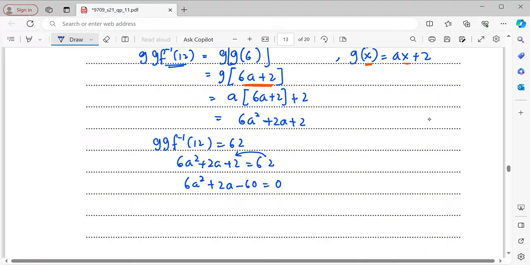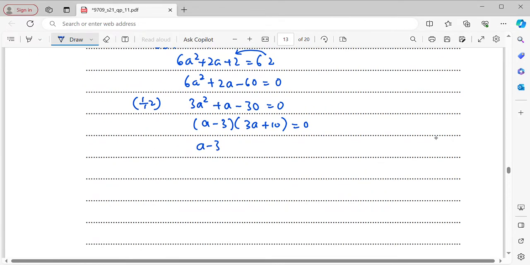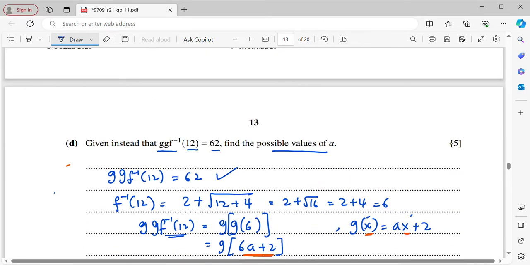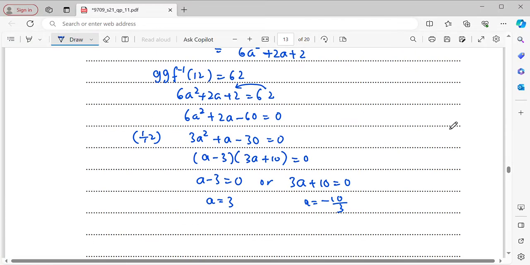Then obviously, this equation can be divided by 2. Once I have divided by 2, it will be 3a squared plus a minus 30 equals 0. Then now I will factorize this quadratic equation into two linear factors. Then you'll be getting (a minus 3) and (3a plus 10). Therefore, a minus 3 equals 0, or 3a plus 10 equals 0. Hence, my a is going to be 3, or a equals negative 10 over 3. Okay, so these are the two a values, because the question mentions possible values of a. So you should get more than one a.